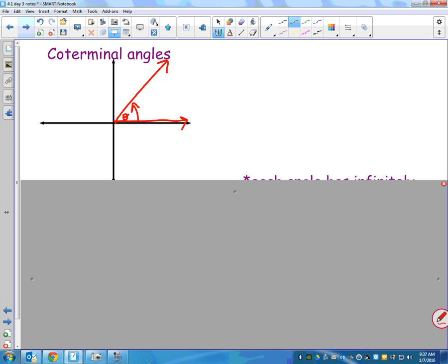So we already talked about how coterminal angles are any angles that have the same initial ray and terminal ray, which means you can always figure out what this is and subtract, and you can find the rest of it, like the rest of the positive angle, or you can do the negative angle. You can always do that for coterminal angles.